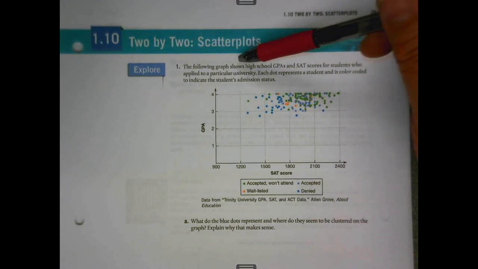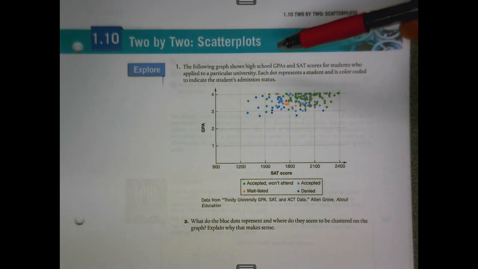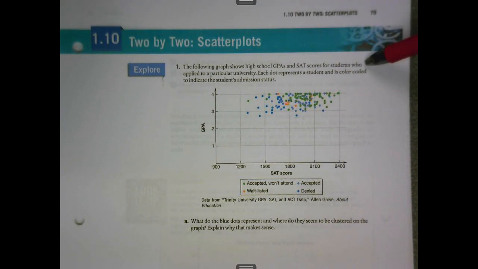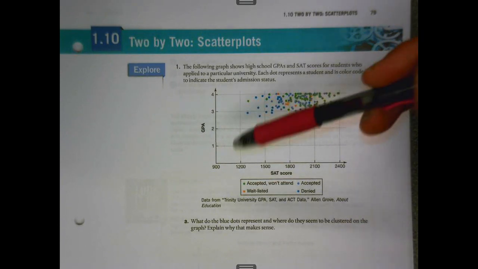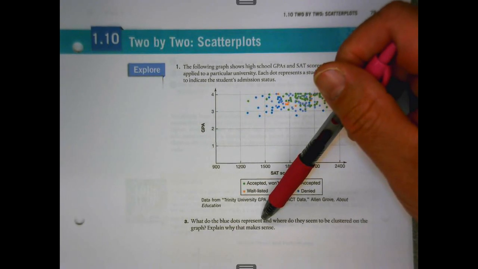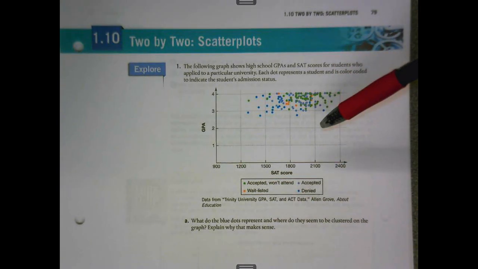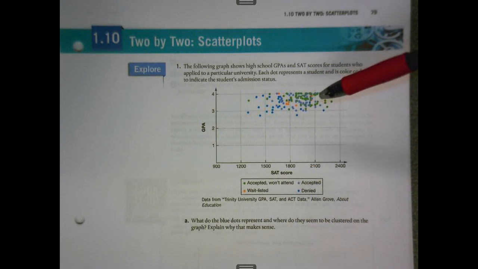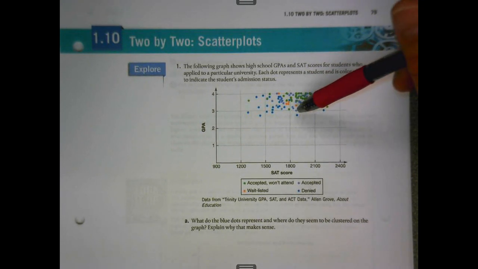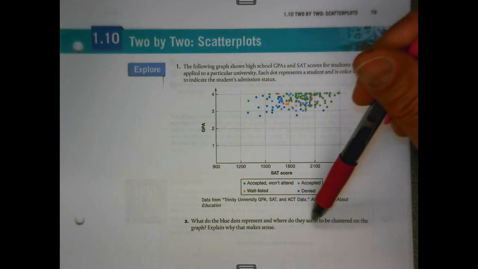The following graph shows high school GPAs and the SAT scores for students who applied to a particular university. Each dot represents a student and is color coded to indicate the student's admission status. Okay, A, what do the blue dots represent? Now, again, you have to look at Google Classroom and the colors because you're not going to see the difference between the colors on your black and white copy. So where do they seem to be clustered on the graph?